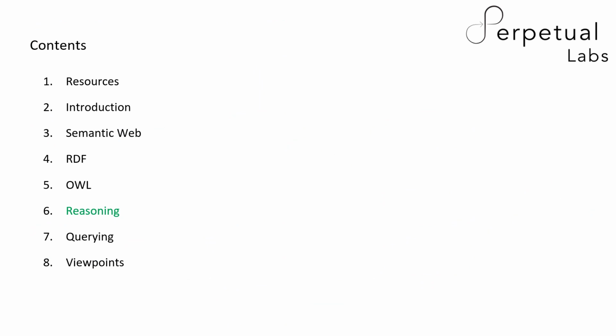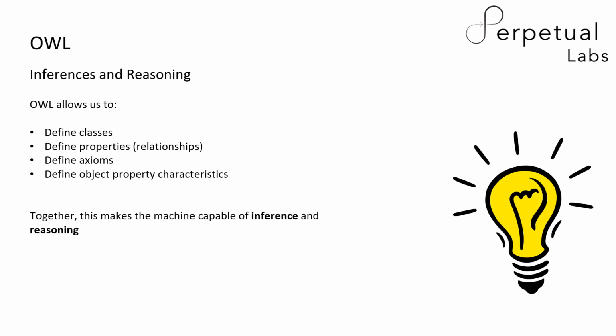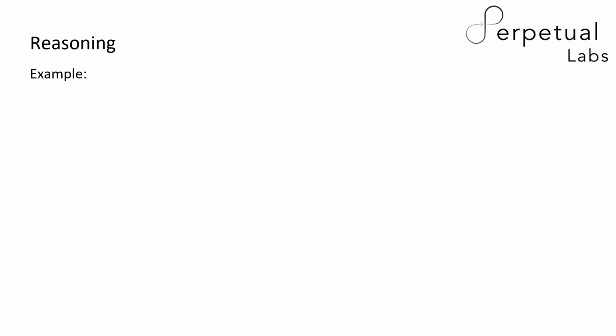So with an ontology defined, we are now capable of performing reasoning. As the instances defined in the A-box inherit all of the properties of their type defined in the T-box, we can now ask the machine to reason with the information to infer new information. An example is as follows.